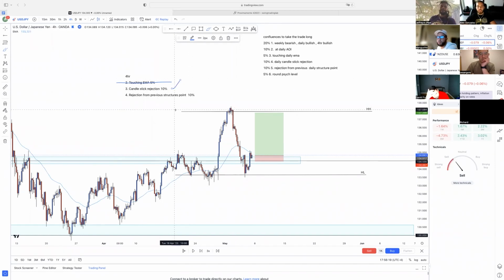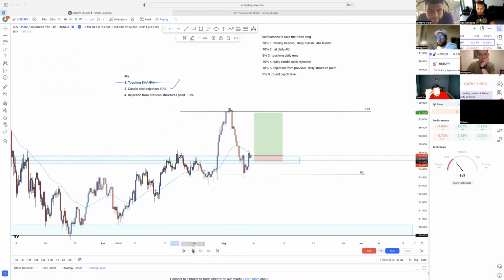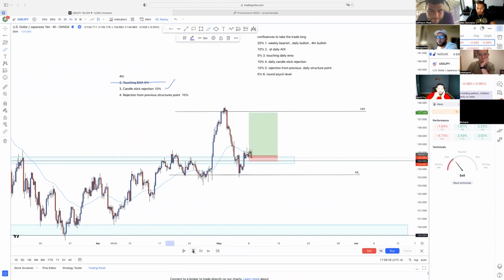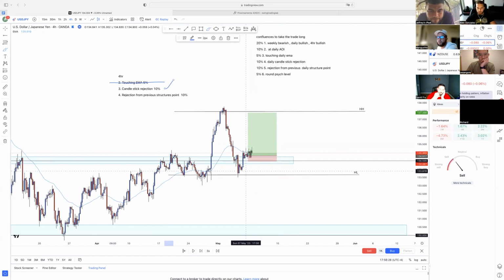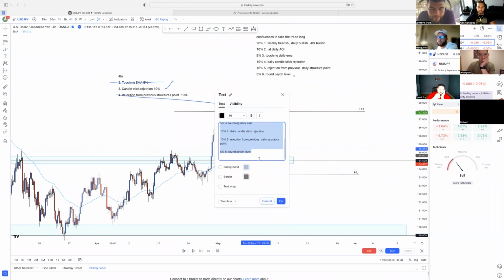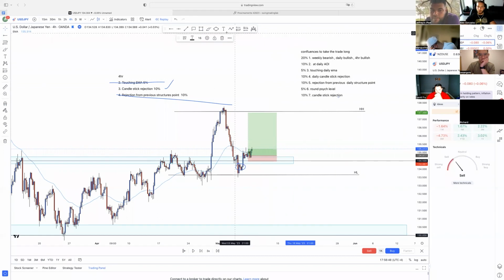And are we rejecting previous structure points? So I think at the time when I took it, let me see. Yeah, we never got a rejection from this previous structure point because this would be the previous structure point. So this cancels out, right? So all we would have is candlestick rejection as our next confluence. So candlestick rejection, this would be added as a 10%. So with that alone, that brings this trade up to a 75% with a C.